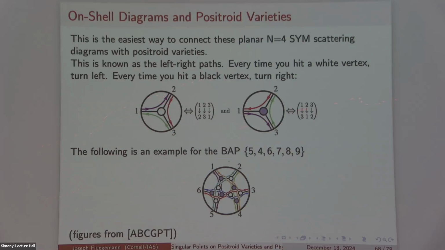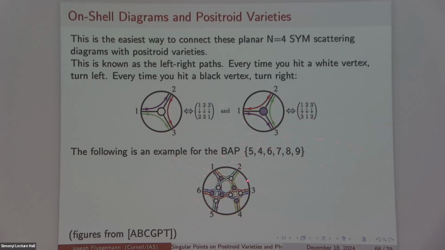One of the original ways to get a Positroid variety from one of these plabic diagrams, to get the bounded affine permutation, is that you move left once you hit one of these white vertices, and then you move right when you hit one of these black vertices. I guess some others have these switched. And this will trace out for you a bounded affine permutation.